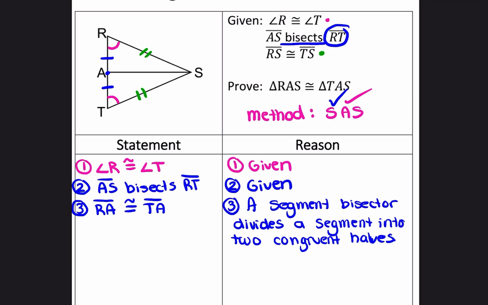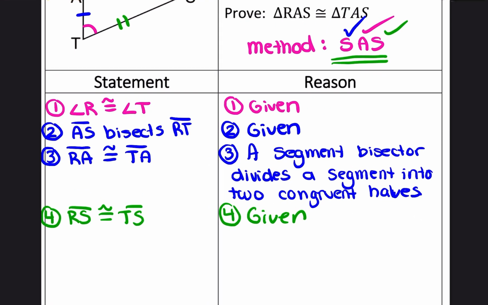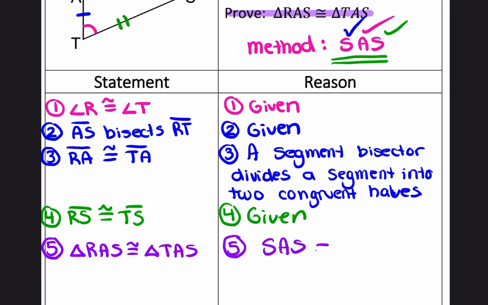And this is really exciting because this is going to be a one and done given. So step 4, RS is congruent to TS. That is given. We love it when that happens because that just gives me my last side, which means my method is done and I am ready for my final proof statement. So we are going to write our proof, which is that triangle RAS is congruent to triangle TAS, and the reason is side angle side is congruent to side angle side.